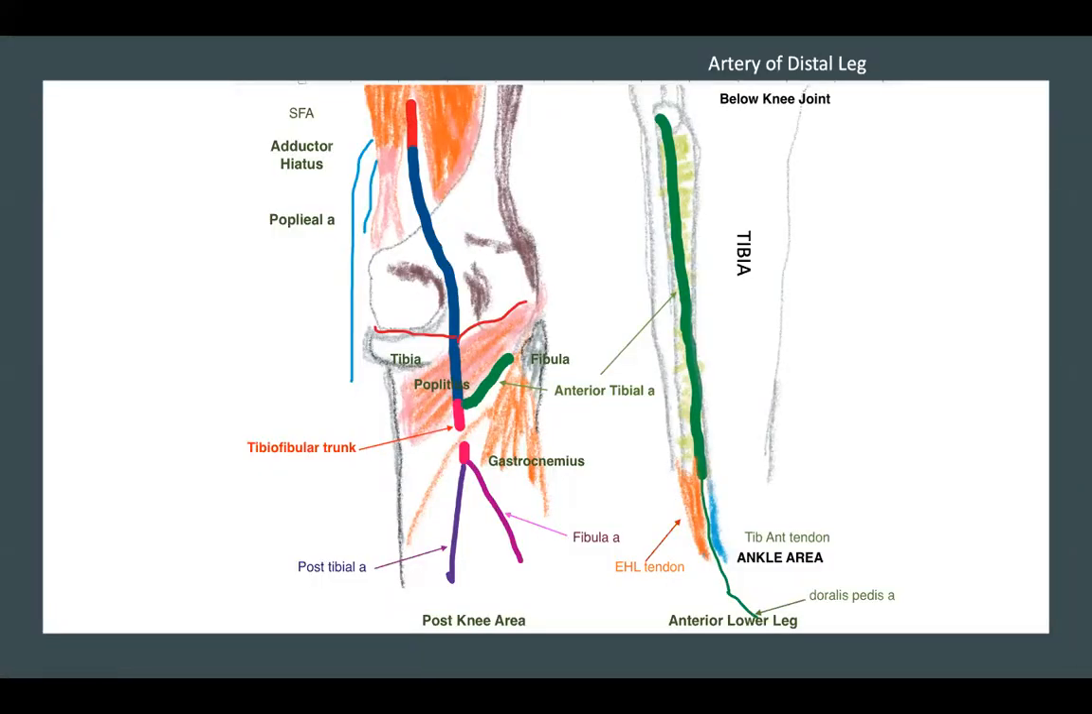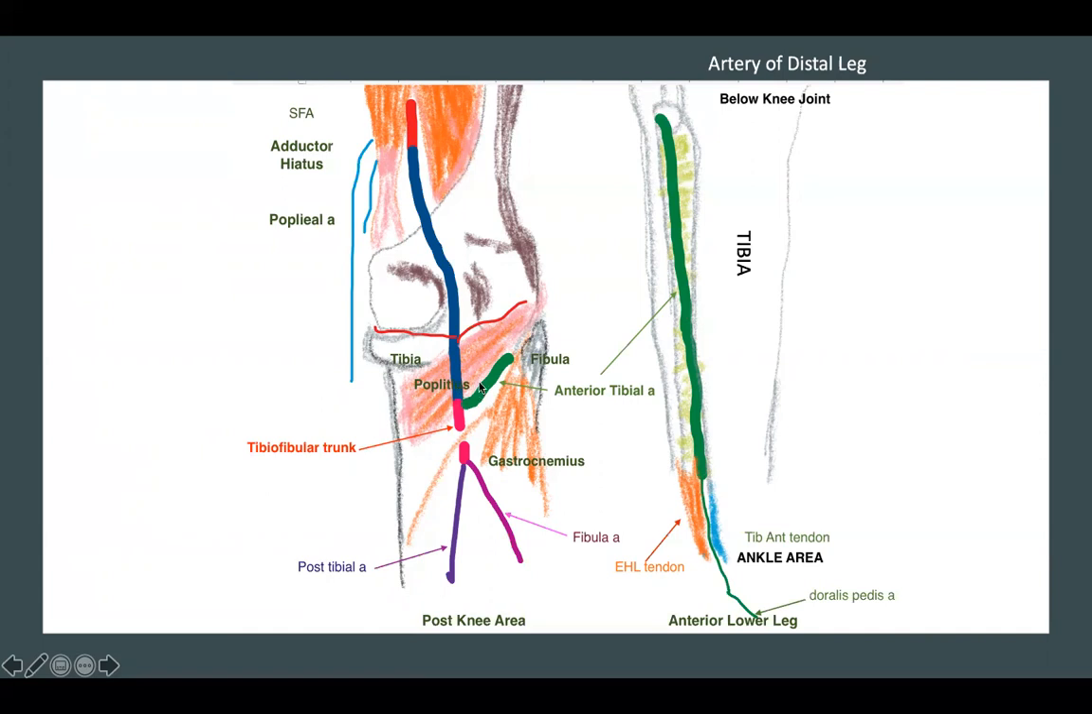Now, once the superficial femoral artery passes the adductor hiatus, it becomes the popliteal artery, right? The popliteal artery's name will change after it passes the popliteus. Once it passes the lower margin of the popliteus, it's going to split in 2. One becomes the anterior tibial artery because it goes to the anterior part of the leg through the hole in between the fibula and tibia.